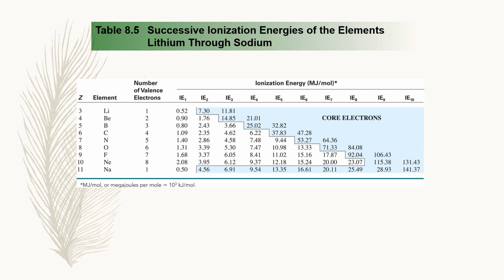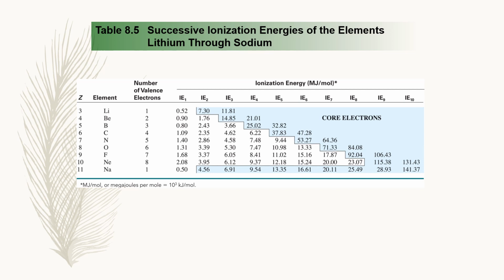So the values that you're seeing here are giving you the ionization energies in terms of megajoules per mole. When we look at these, you can see the number of valence electrons that are found on the atom. That's in the second column. And you can see in the shaded region, that's where the core is. So you can notice you get large jumps going from 0.52 to 7.3, 1.76 to 14.85.